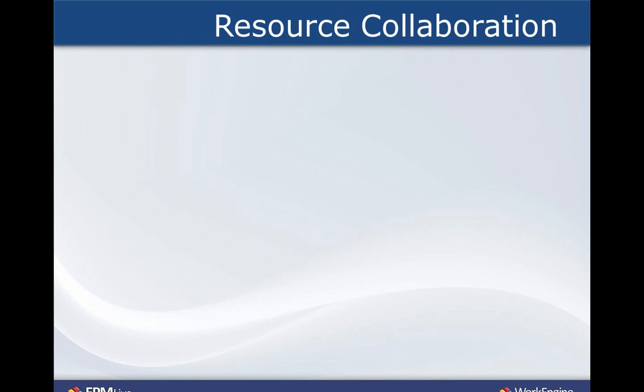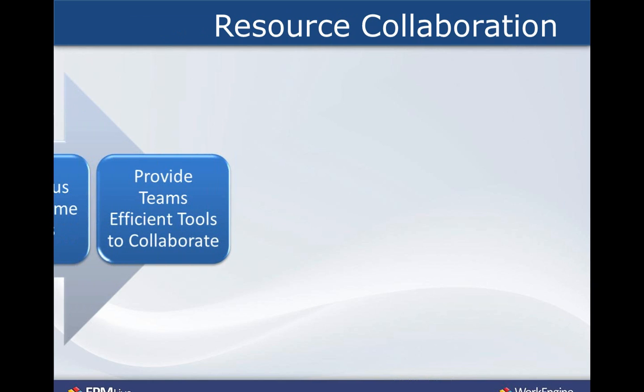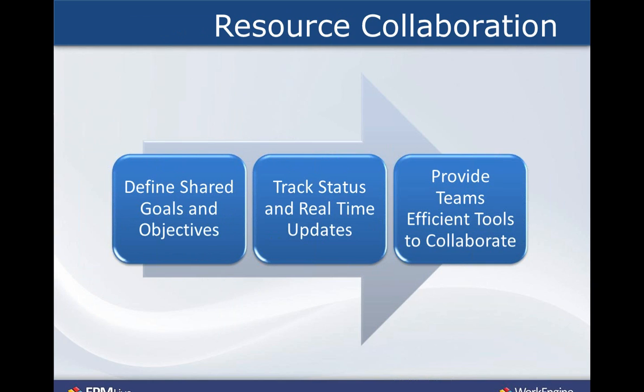Now, once resource teams are put together and assigned to projects, resource collaboration is a big piece of this all. From a resource collaboration perspective, what we want to do is define shared goals and objectives. We want to track status and real-time updates, but we also want to provide team-efficient tools to collaborate on all the things they have to do, collaborate on deliverables and documents and other aspects of the project so that we can communicate effectively. In this day and age when we have geographically dispersed teams globally, in a lot of cases, the ability to provide good tools for our resources to collaborate will prevent duplication of effort, for example, and really promote efficiencies in the way we execute on our work.